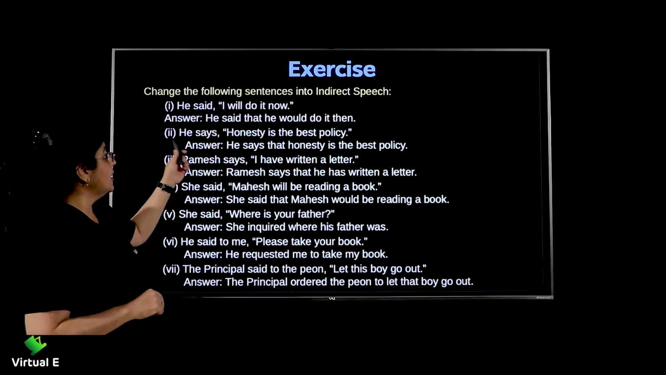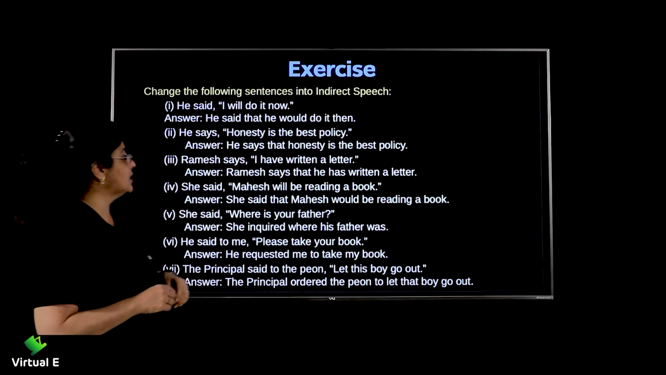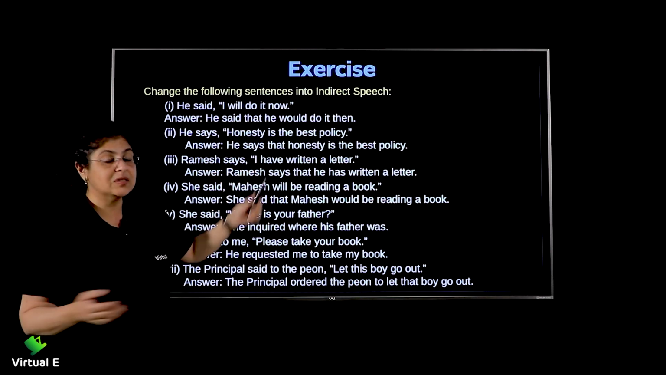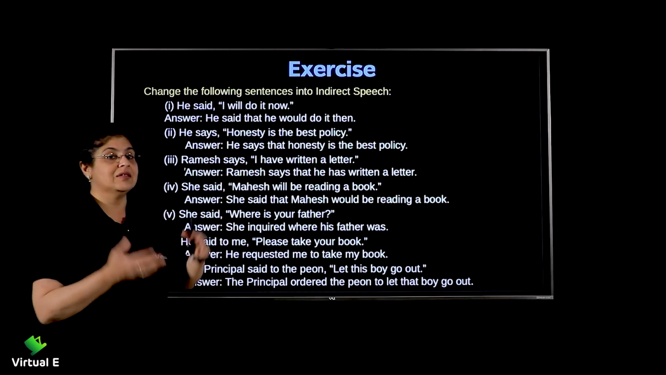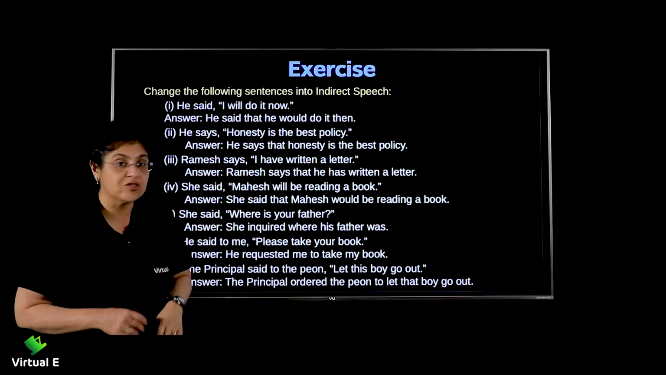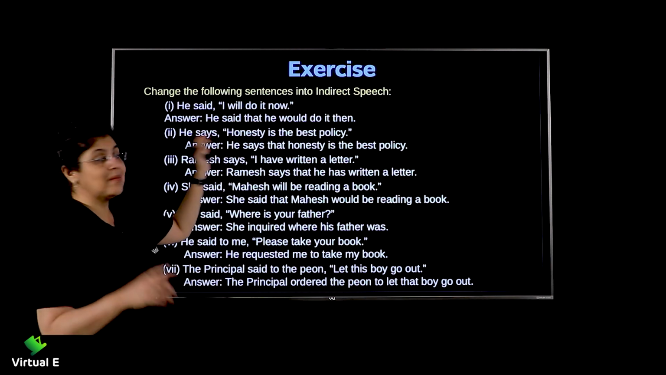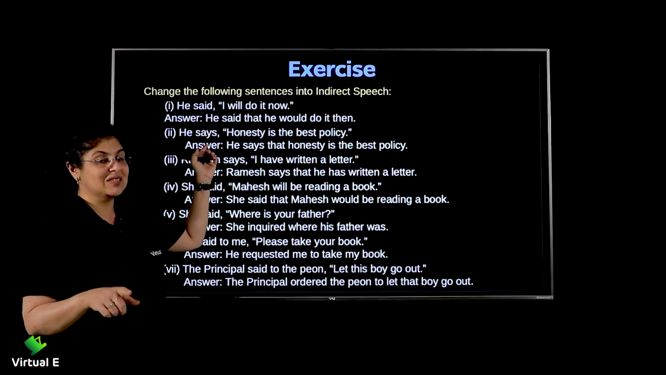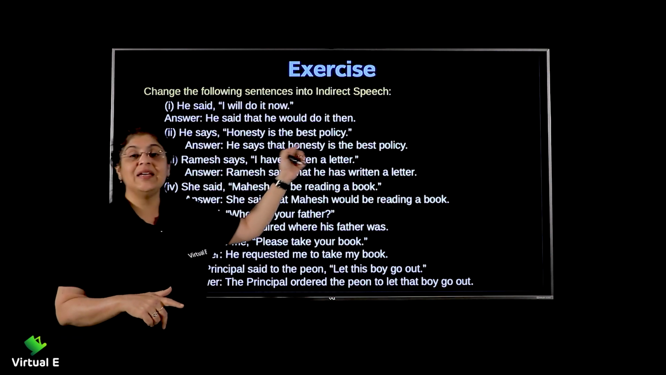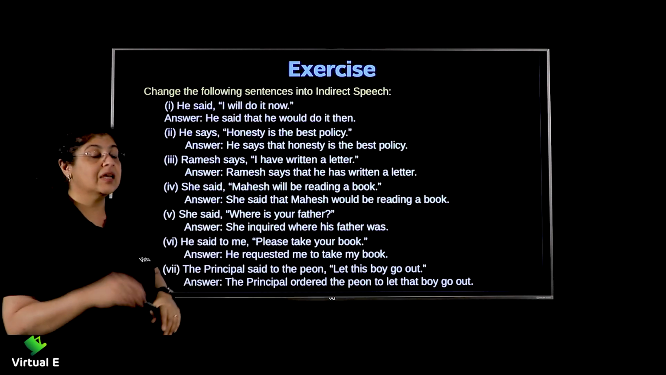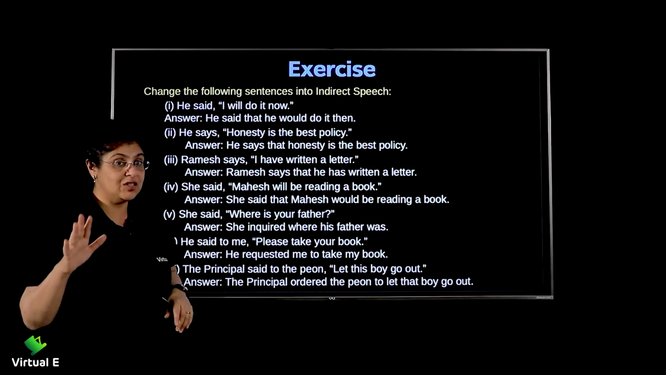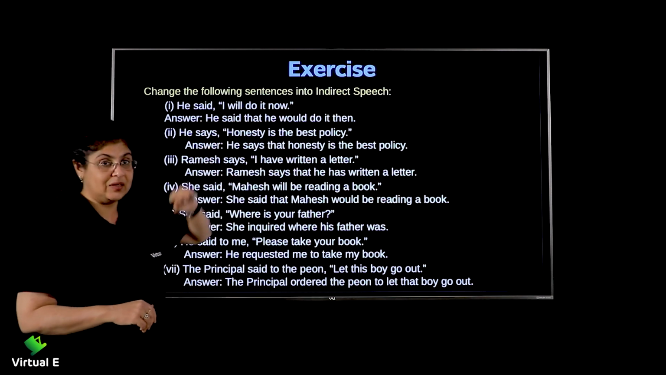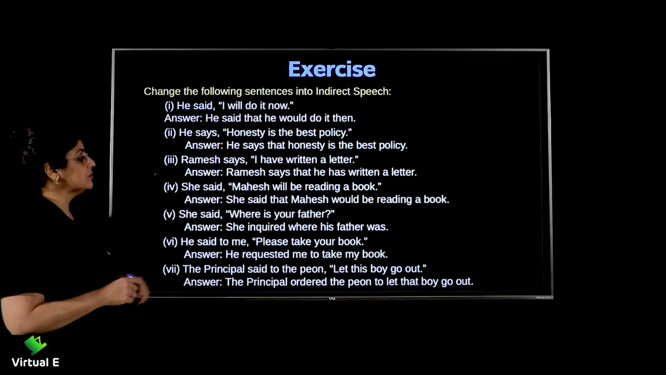He says honesty is the best policy. He says that honesty is the best policy. It is universal, it is a proverb, so we will not change anything. It remains the same, and moreover, the reporting verb is present tense. So we will not make any changes in the tense form of the verb, it will remain is only. It will not change to past.